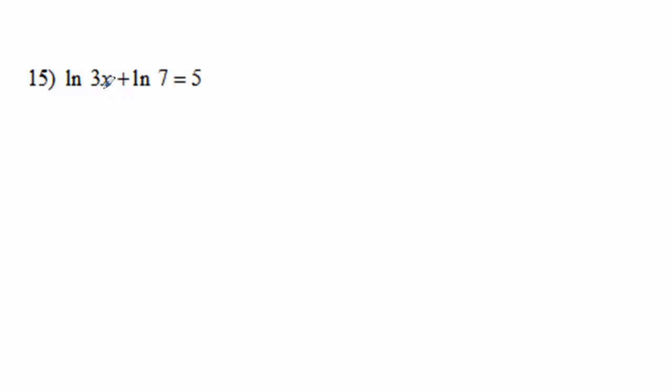So 15 is like 14, except instead of us having a minus sign, it's a plus sign. So that's going to change it to multiplication. And so at some point we need to think of this like log base e. We can do 3 times 7 and get 21x. And then we're going to rewrite it in exponential form. So that's e to the 5th equals 21x.